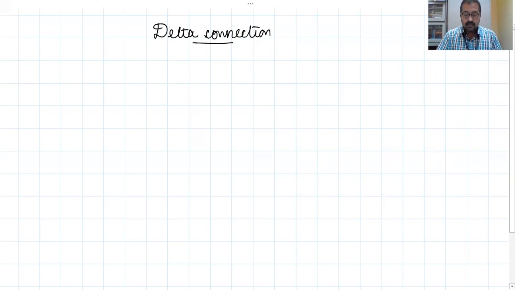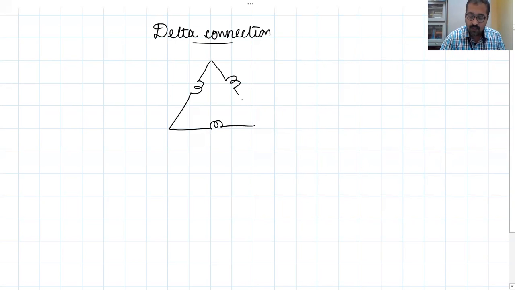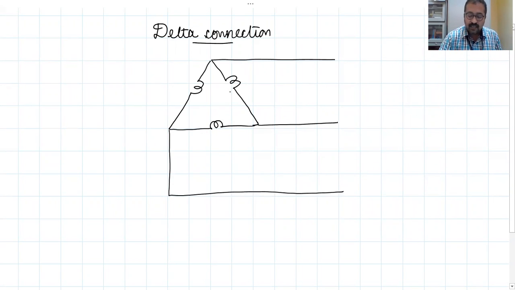Okay, so we know that in delta connection, you will have a mesh kind of thing, a closed path, whereas in a star, you have only a node. So these are called lines. What I'm drawing right now is called line. These are the three phases. Let me mark them as A, B, C. So the three phases are phase AB.